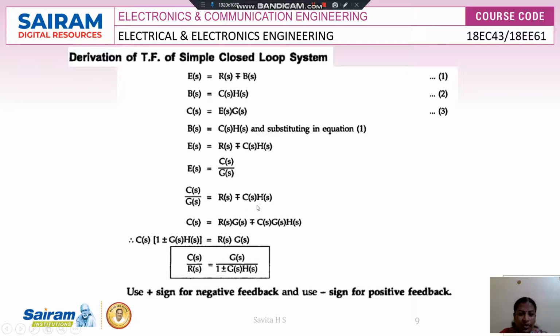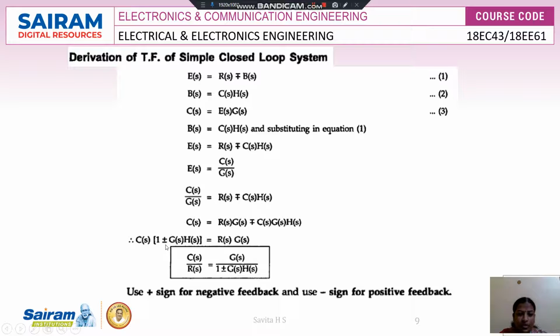Here we are writing this expression again. Now I need to find C(S). So C(S) is obtained by cross multiplying G(S) with all the terms on the right hand side: R(S) into G(S) plus or minus C(S) H(S) into G(S). Now in both the expressions, we can see that C(S) is common, and I can take it out.